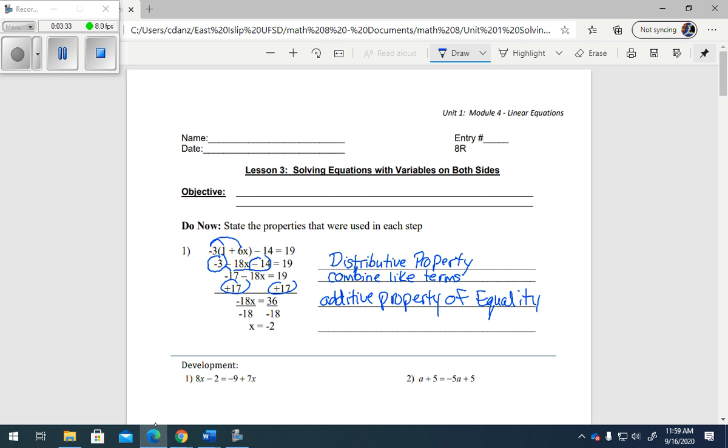Properties of equality really just tell us whatever we do to one side, we do to the other, and that's what keeps the equation equal. That's why it's a property of equality. And then it looks like I divided both sides by -18. So that's the division property of equality.